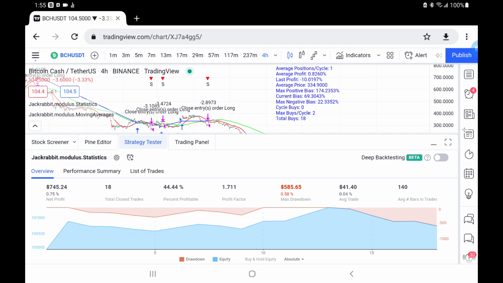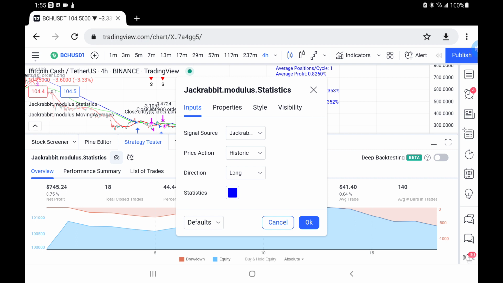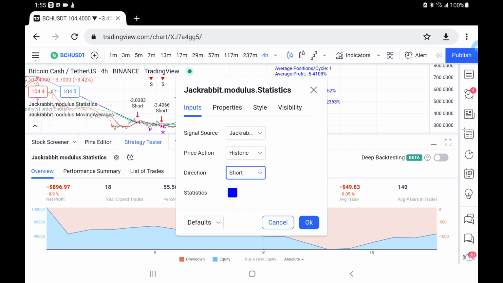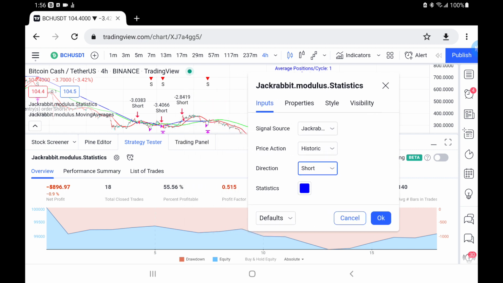Let's see what it would look like if we try to short it. We have a loss. Not surprising. And the irony of this loss is that it won 55% of its trades. Think about that. The majority of its trades it won, but yet because of the size of those losses compared to the size of the winners, it lost a lot of money.